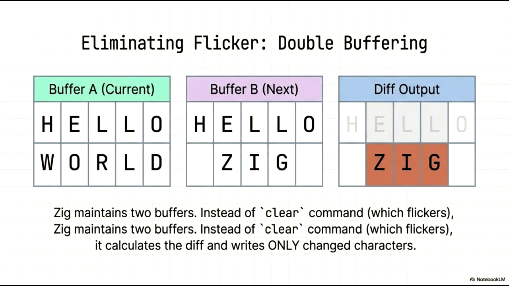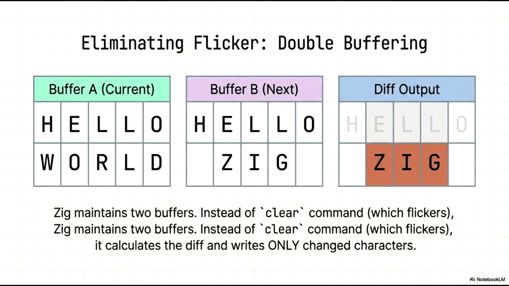To eliminate flicker during terminal rendering, Zig utilizes a technique called double buffering. Traditionally, a terminal application might issue a clear command before drawing the next frame, which often causes a noticeable flash or flicker. Instead, Zig maintains two distinct buffers: Buffer A, which represents the current screen state, and Buffer B, which contains the next state intended for display.